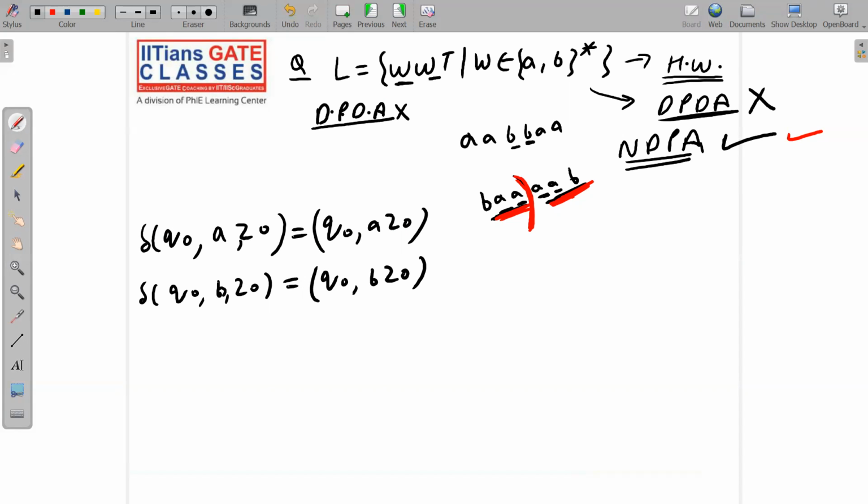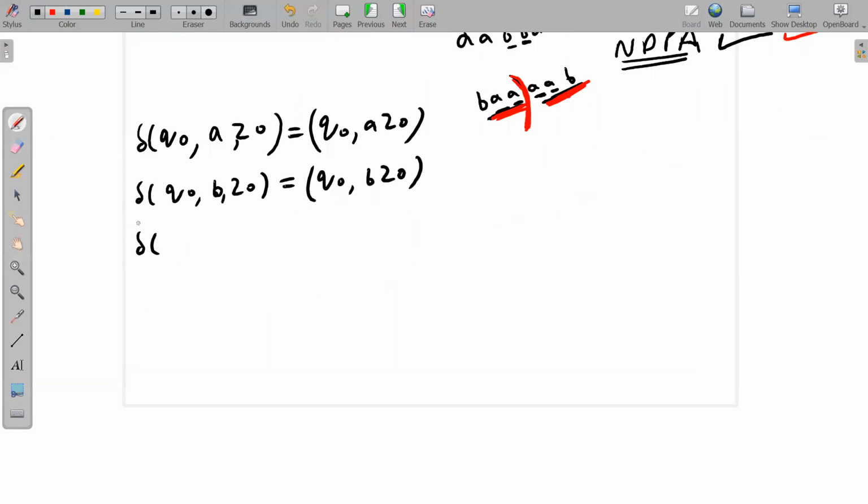Now, after A we can have B, after B we can have A, after A we can have A, and after B we can have B also. So we have 4 possibilities, so let me note that down. After A, B means we are reading A from the tape and B from the stack. So that means after B we are getting A.